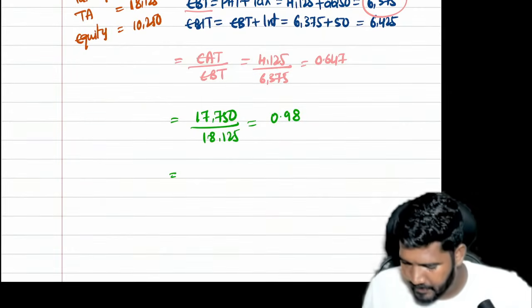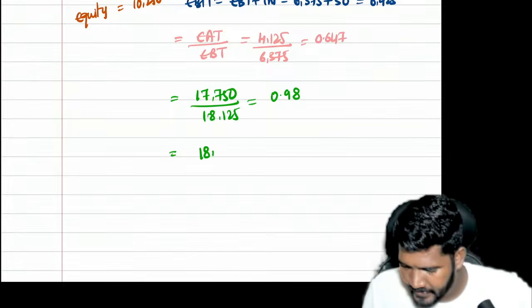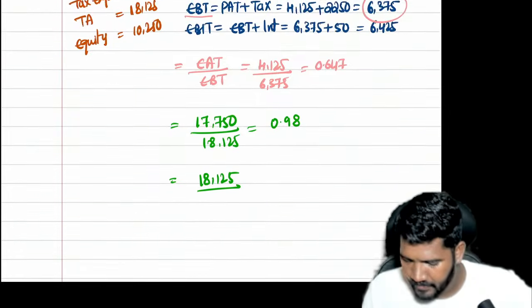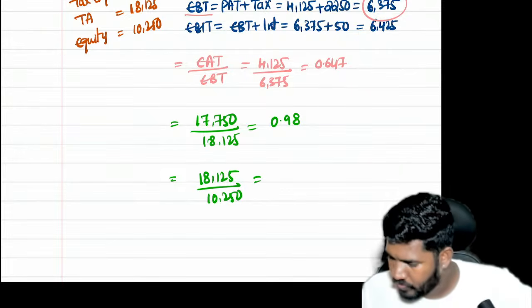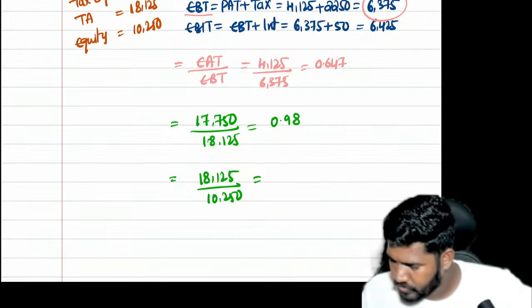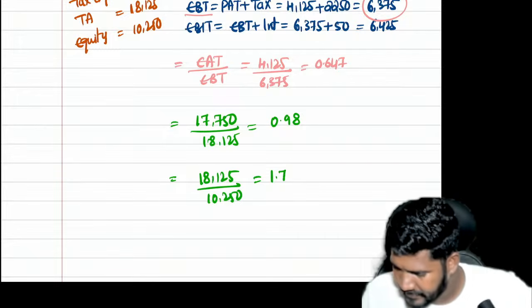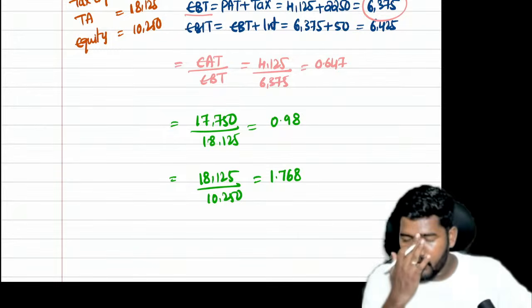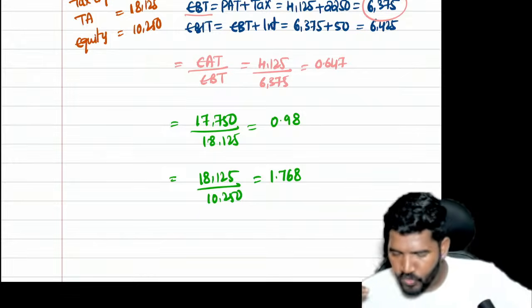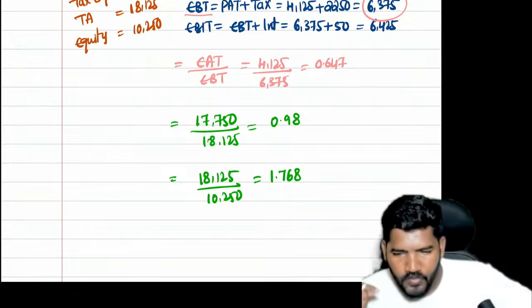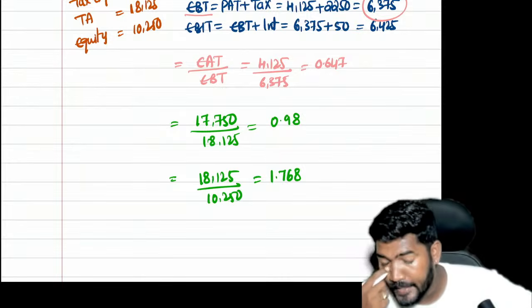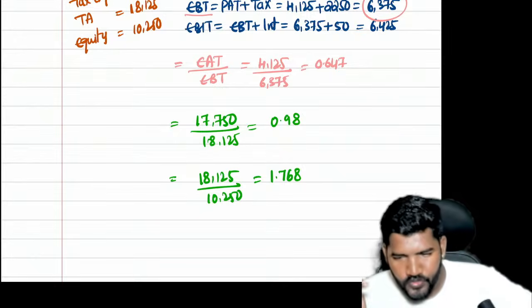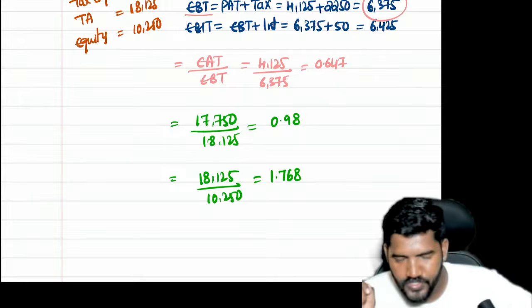Next, equity multiplier. Total assets 18,125 divided by equity 10,250. That is 1.768. So in asset investment, we are using 1 rupee of equity. Apart from the 1 rupee equity, 0.768 is there. That 0.768 is the debt portion. So for 1 rupee, we are using mostly equity, and only 0.77 paise of debt. It means the company relies fully on equity.